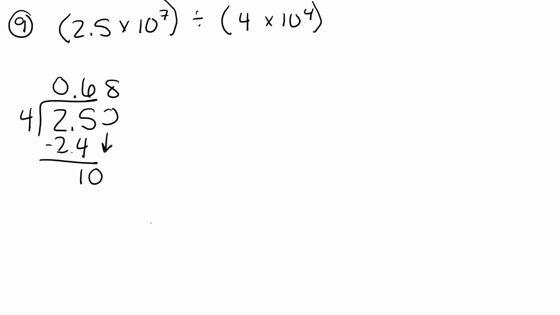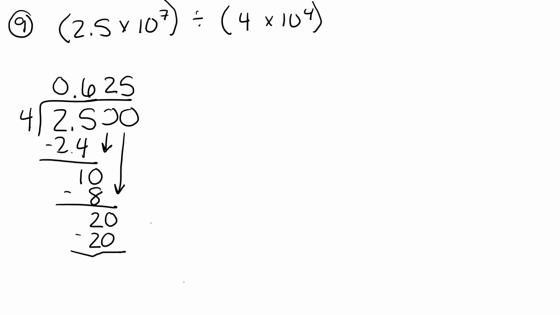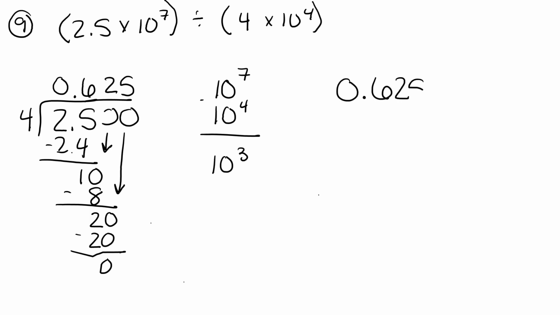We don't want a remainder, so we add a 0, bring it down. 4 can go into 10 2 times because 4 times 2 is 8, and that's close to 10. Again, when we subtract, 10 minus 8 is 2. We don't want a remainder, so we're going to add a 0 and bring it down. 4 can go into 20 5 times because 4 times 5 is 20. So that is our decimal point, 0.625. Now, when we're dividing, we would subtract our exponents, 10 to the 7th minus 10 to the 4th. 7 minus 4 would give us 3. And so our answer would be 0.625 times 10 to the 3rd power.